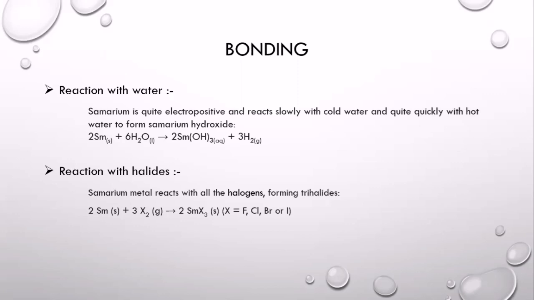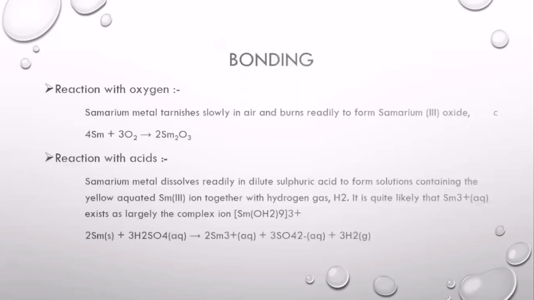Reaction of samarium with halides. When samarium metal reacts with halogens, it forms trihalides. Moving to the next slide.